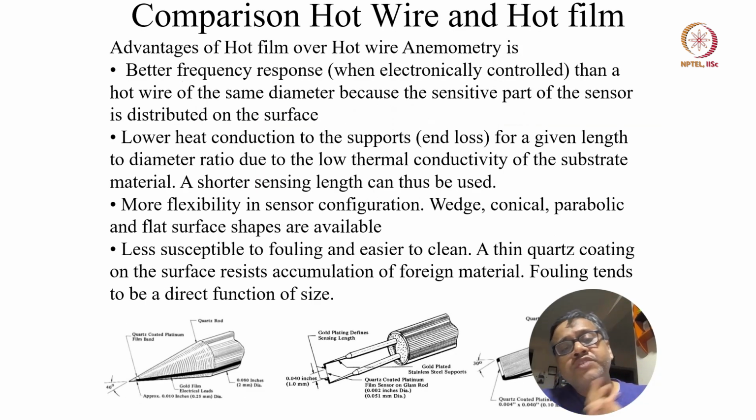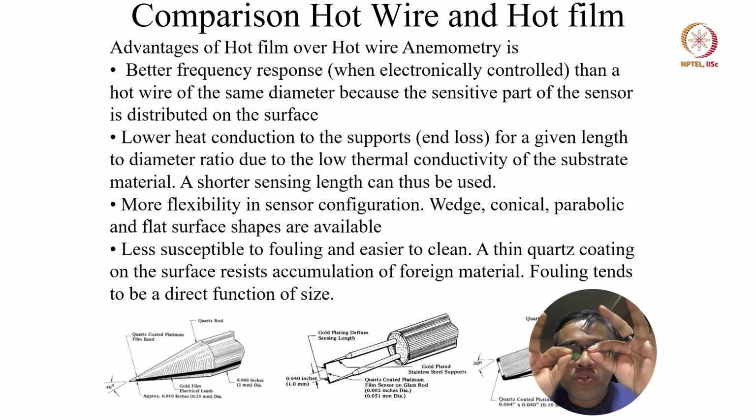So the comparison between hot film and hot wire anemometry is that the advantage of hot film over hot wire anemometry is that it has a better frequency response than a hot wire of the same diameter, because the sensitive part of the sensor is distributed on the surface. So it has a low heat conduction to the supports, the end loss, because it is connected to a frame, for a given length to diameter ratio, because of the low thermal conductivity of the substrate material, because it is coated on a substrate material. So we can use shorter sensing elements, because that will reduce the measurement volume. So you'll almost go to a point. So the spatial resolution improves.